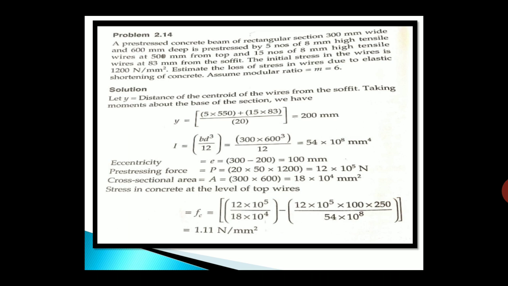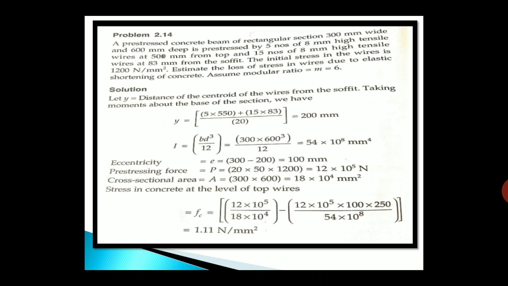Therefore y is equal to 5 into 550. So 5 is what? The total number of wires which are on the top. What is 550? Location of those wires with respect to the bottom. Total depth is 600. Those wires are at a distance of 50 mm from the top. Therefore the distance with respect to the bottom of the beam is equal to 600 minus 50, which gives 550. Therefore that term 5 into 550 plus 15, that is the number of wires, into 83, which is the distance with respect to the bottom, which is the given data, divided by 15 plus 5, that is 20, the total number of wires.